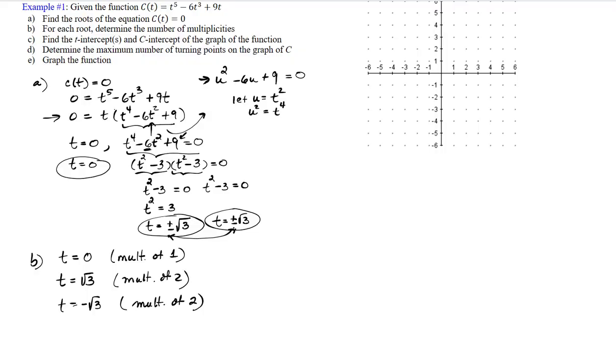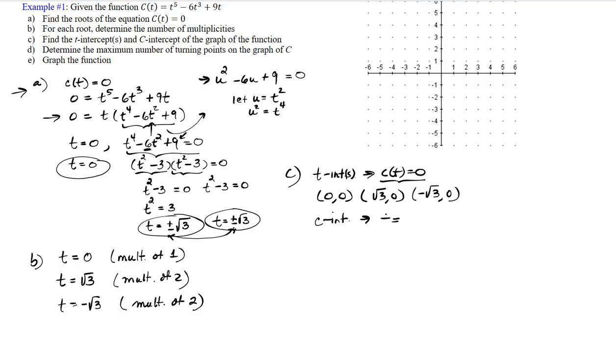All right, so now moving on to letter C, find the t-intercepts and the c-intercept of the graph of the function. So for letter C, t-intercepts, this implies that the function value is 0. So solving for this equation is equivalent to solving the statement from letter A. So the t-intercepts using those solutions from part A are 0, 0, root 3 followed by 0, and negative root 3 followed by 0.